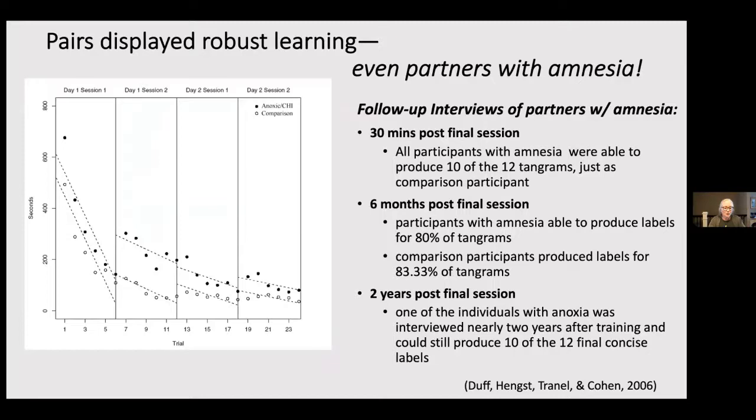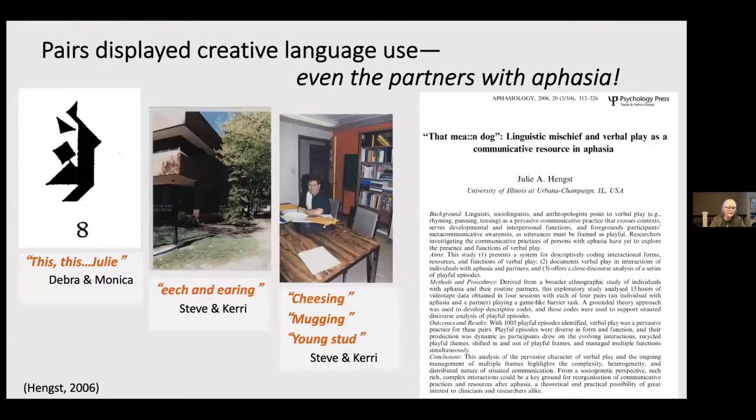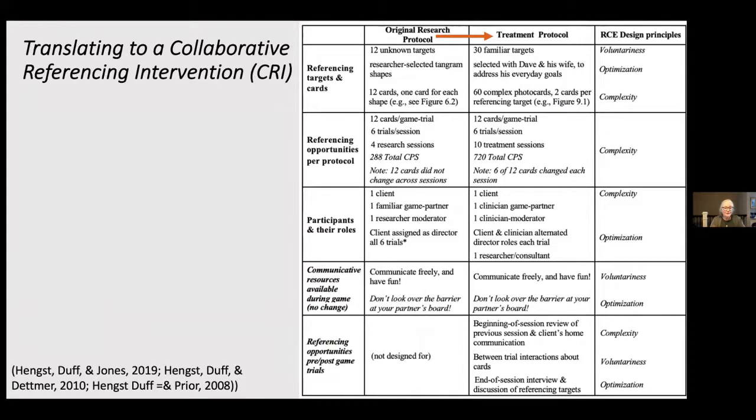I noted as well that all the pairs displayed robust learning, but this was especially striking in Melissa's study, where the individuals with amnesia displayed comparable rates of learning to comparison pairs, even though from session to session, they didn't remember that they'd ever played the game. Finally, I also noted that in both studies, participants engaged in creative language use during as well as before, between, and after barrier task trials, even the partners with aphasia. So combined, these findings of robust learning and complex varied language use and gestures led us to consider redesigning the barrier task as a potential intervention.